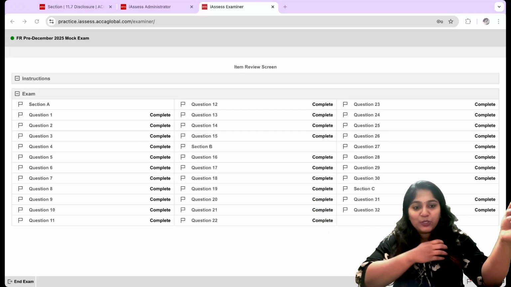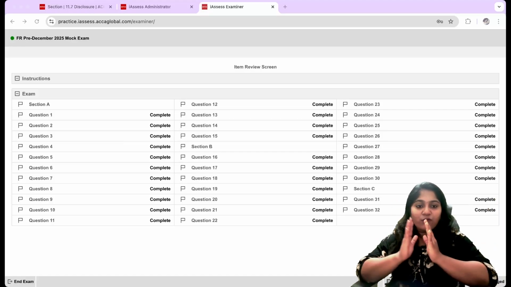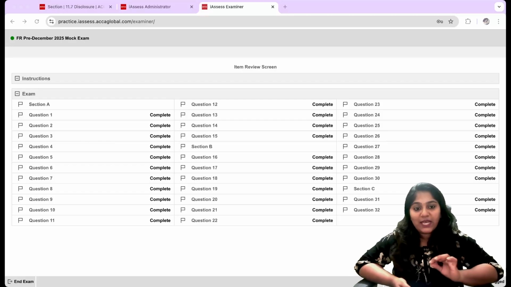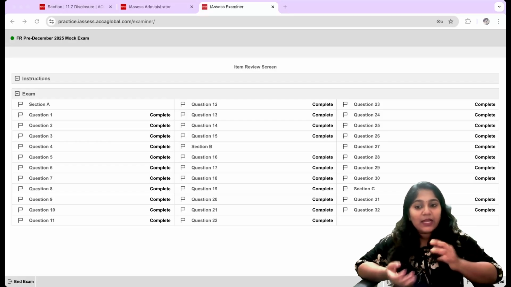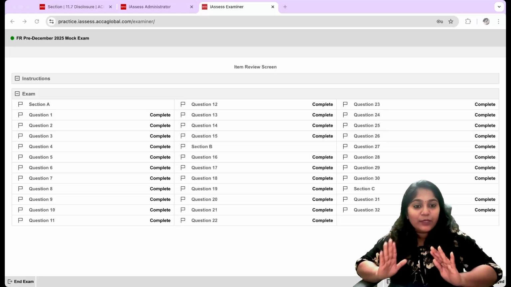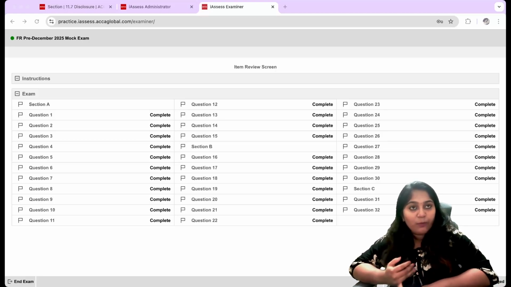However, you do have an option to review the flag. If you flagged something because you don't know the topic or the question, you always have an option to flag it and come back and review it. But if it is not done, please finish the examination in time. Time management is very, very important.